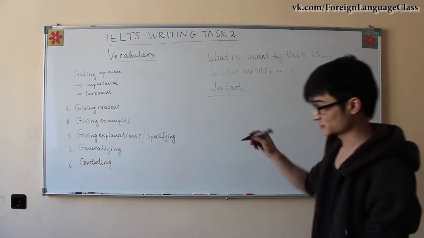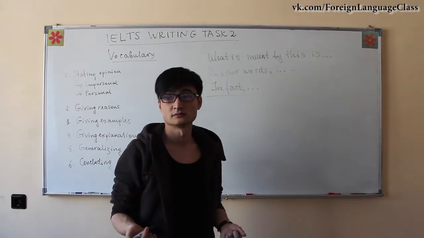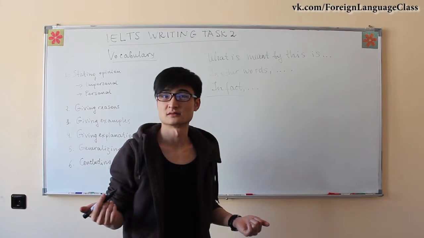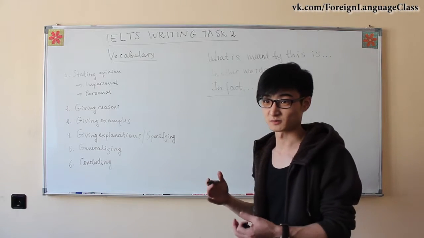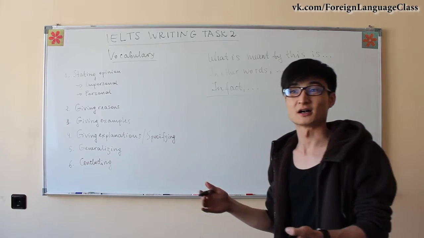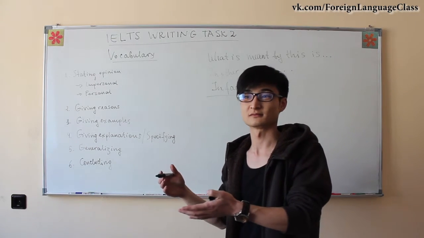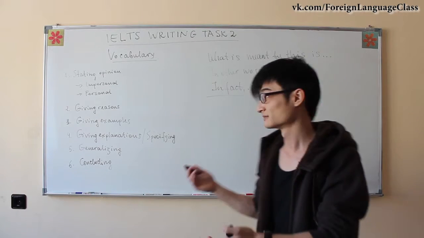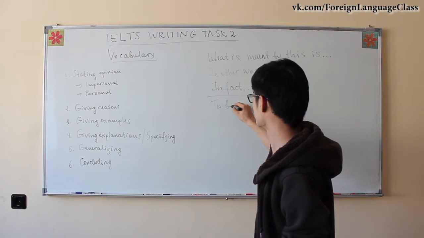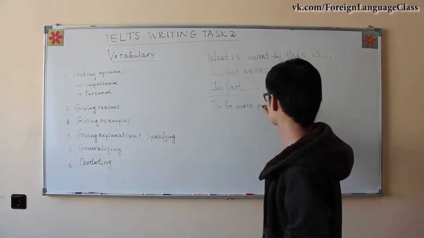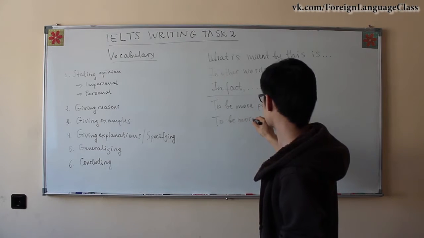Okay? Specifying. When you state some general idea, for example, the sun rises every morning, and you want to give some specific details, for example, the sun rises every morning in Japan at a certain time. Then you may use such phrases as "to be more precise" or "to be more specific."